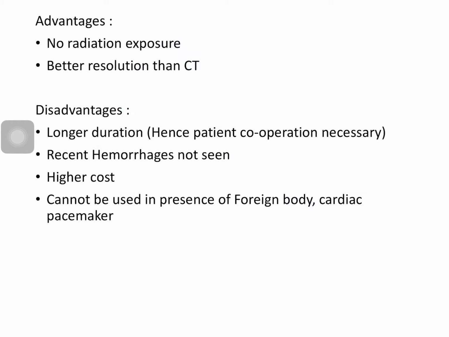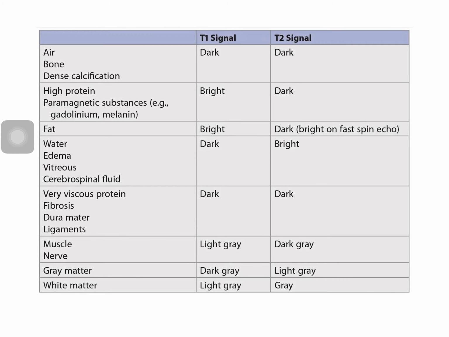The cost of the instrument as well as the investigation is higher, and if there are any metallic foreign bodies or cardiac pacemakers present, then MRI is absolutely contraindicated. Just to summarize, what structures appear white and what structures appear black on a T1 and T2 signaling. I just want you to go through this. It's okay if you can't memorize it. Just understand that water is the most important thing that you need to catch to find out whether it is a T1 or a T2 weighted signal, as well as the gray and the white matters appearance.